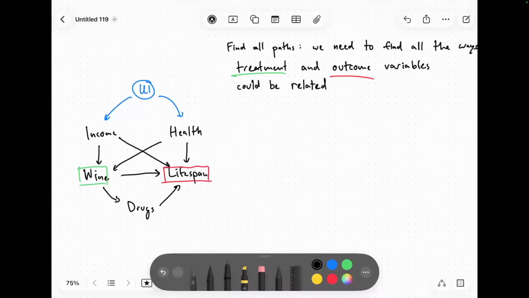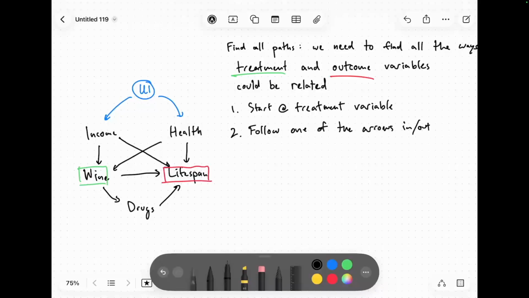So there's actually a procedure for doing this. We are going to write out this procedure, and then we're just going to follow it to figure out what all the paths are. So start at the treatment variable. Follow one of the arrows in and out of the treatment to find another variable.